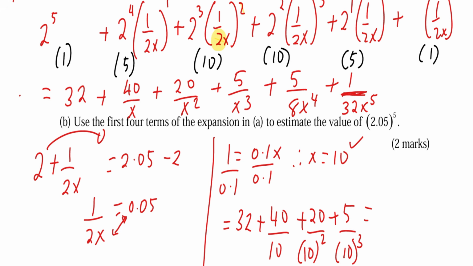32 plus 40 divided by 10 is 4, plus 20 divided by 10 squared plus 5 divided by 10 cubed. All of it gives you 36.205. To four significant figures you can write 36.21, but let me just write 36.205. I see the same on my calculator. So this is your answer. Now I think it's very easy, not that hard. So let's go to the other question.